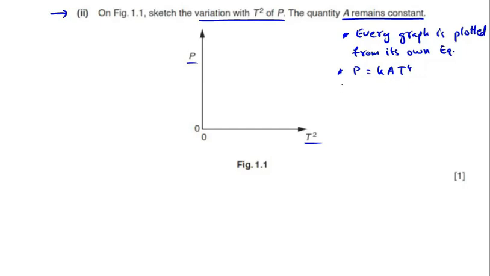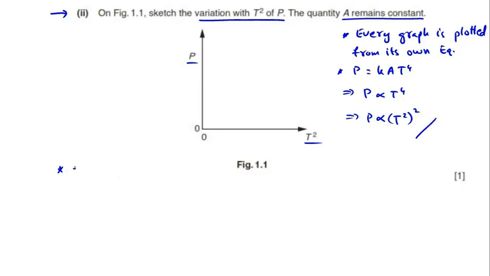So from this equation we can write P is proportional to T raised to the power 4. Now from this proportional relationship we can write P is proportional to T squared raised to the power 2. We did this step because we want to plot a graph of P against T squared, not against T raised to the power 4. Students, now stop here and look over here.